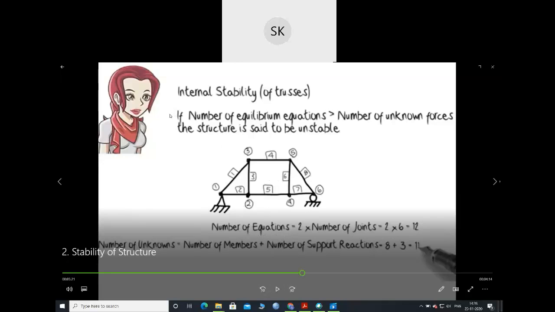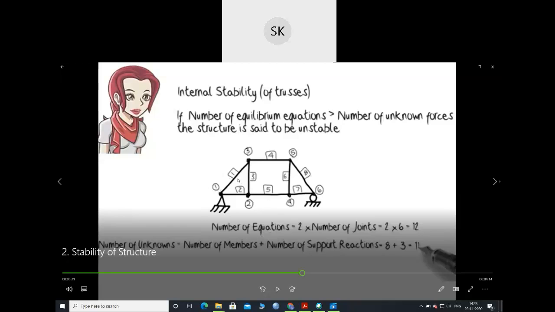This is the mool mantra, or you can say this is the condition where you can find the conditions for the stability of trusses. So you have to find the number of equilibrium equations and the number of unknown forces in the structure. So how will you find the number of equilibrium equations? If you double the number of joints, you will get the number of equations.